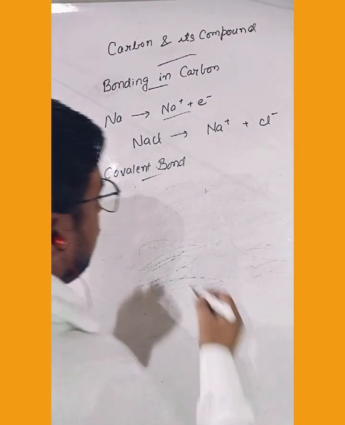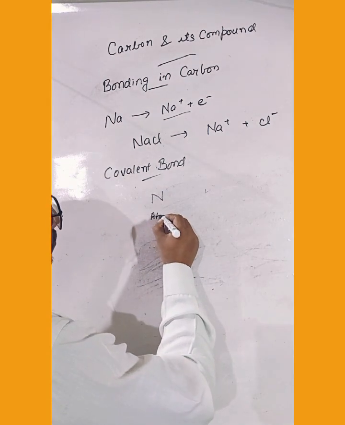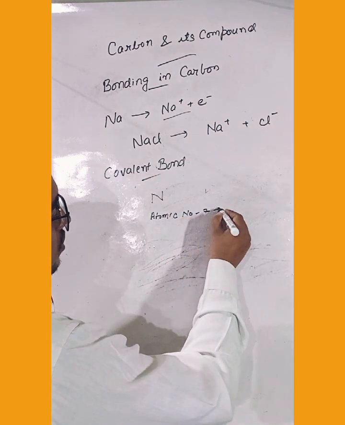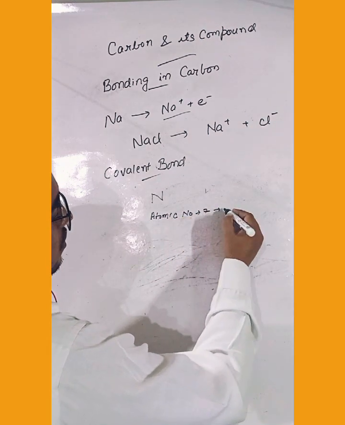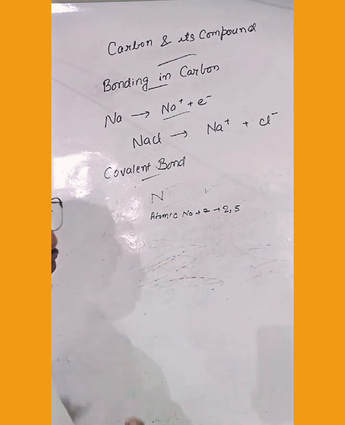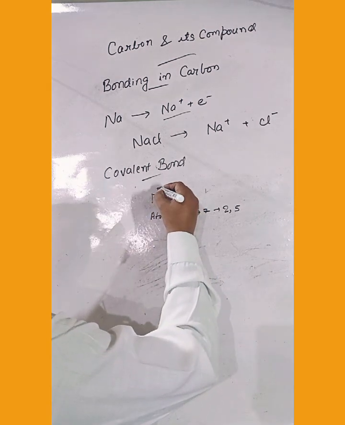Of nitrogen. Nitrogen has atomic number 7, so its electronic configuration is 2,5. In the valence shell, it is going to have 5 electrons. So draw the 5 electrons.